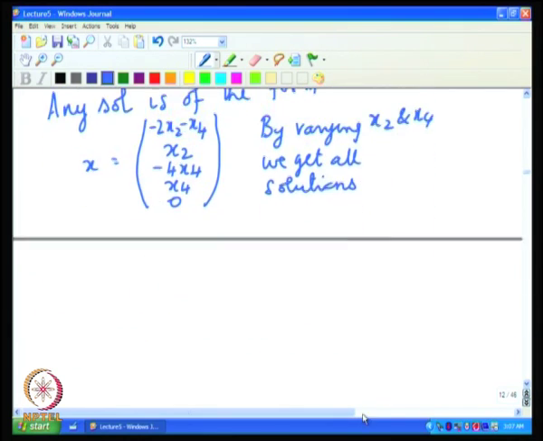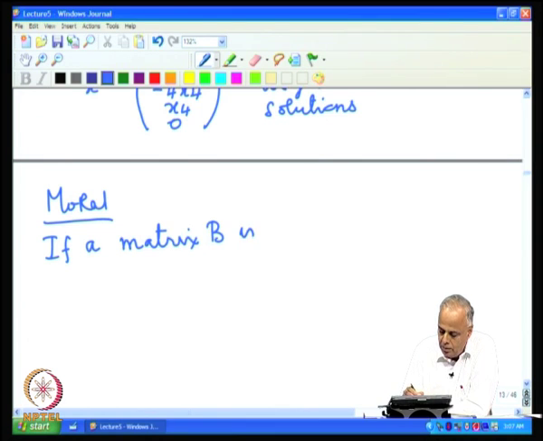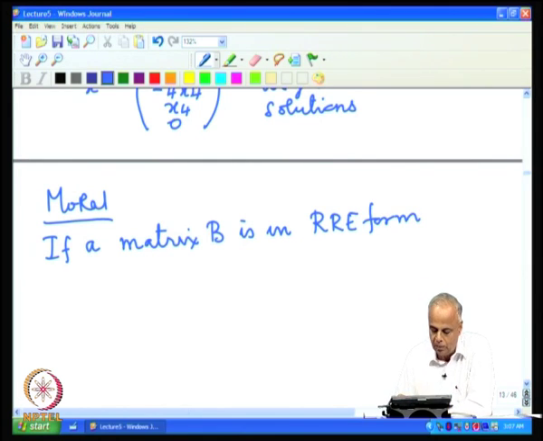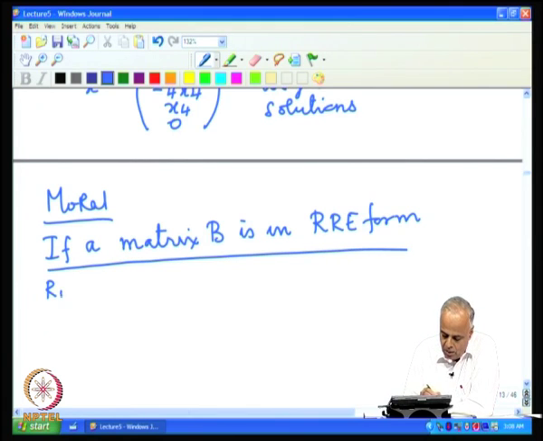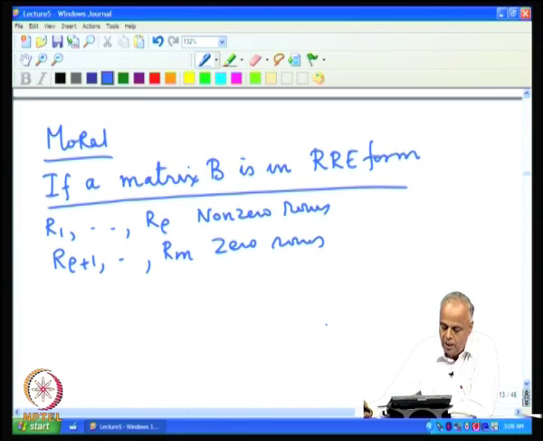So, therefore, the moral of the story is, if a matrix B is in RRE form, suppose we have a matrix which is in row reduced echelon form, let us describe it. R1, R2, up to R rho are the non-zero rows, R rho plus 1 up to Rm are the zero rows. Suppose we have a matrix in row reduced echelon form with rho non-zero rows and m minus rho zero rows. Now, each non-zero row produces a pivotal variable.